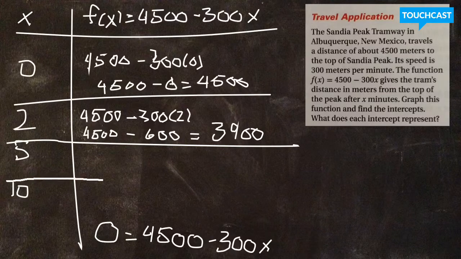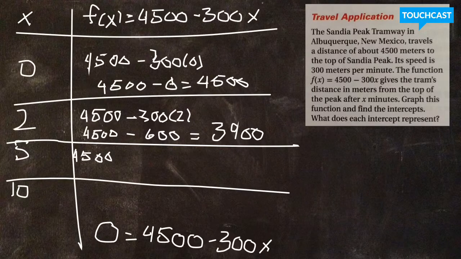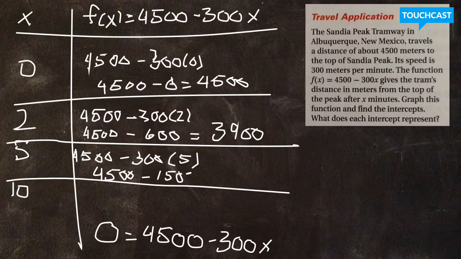And let's do 5. Plug 5 in for x. 4,500 take away 300 times 5. Well, 300 times 5 is 1,500. So 4,500 take away 1,500 is equal to 3,000.